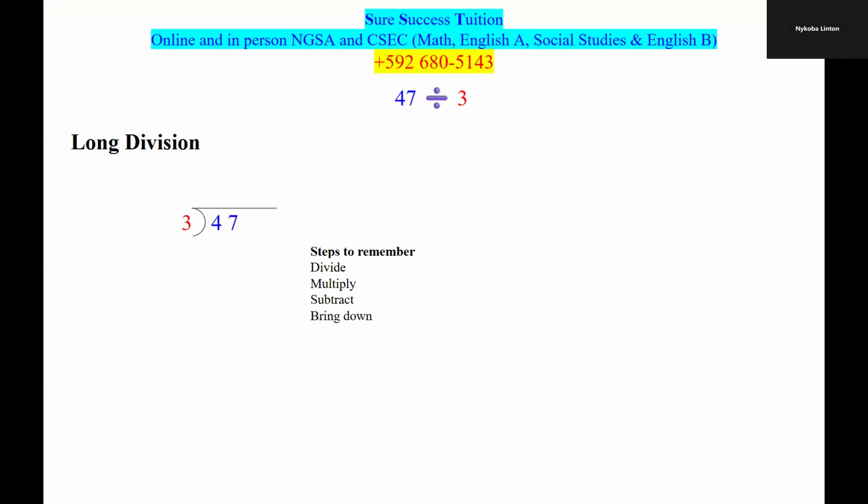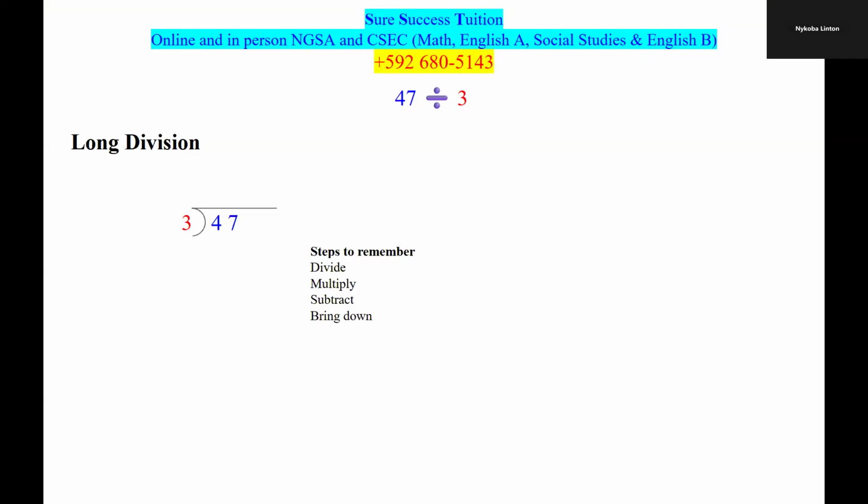This is how we would set up the problem in long division. We would have the dividend, which is in blue, the 47, being divided by the 3, which is the divisor outside. And now we divide first. What do we divide? We divide 4 by 3. How many groups of 3 can we get from 4? That's essentially what we are doing when we divide.